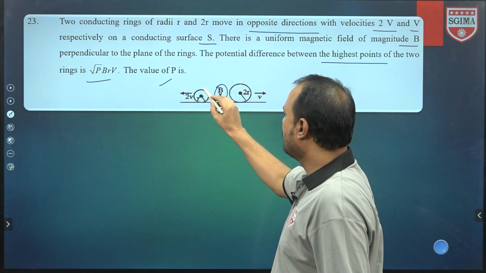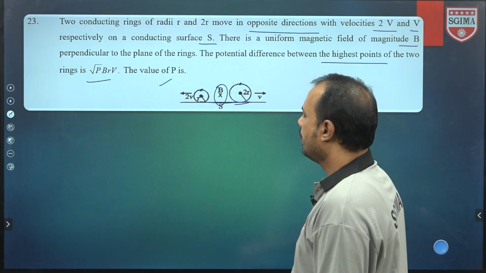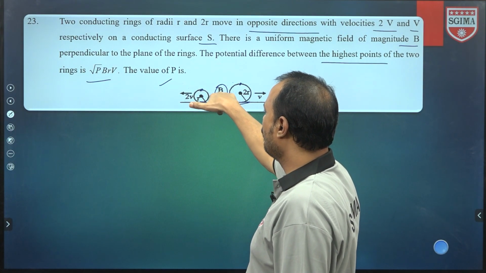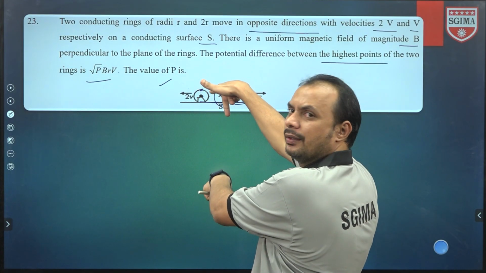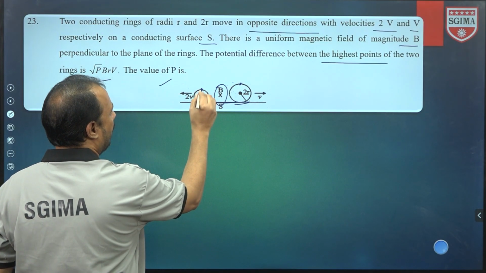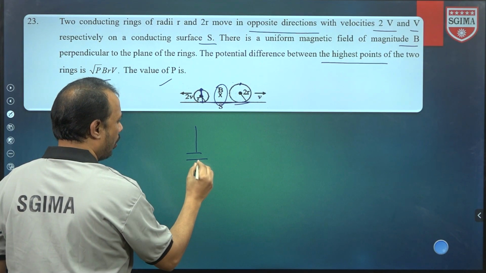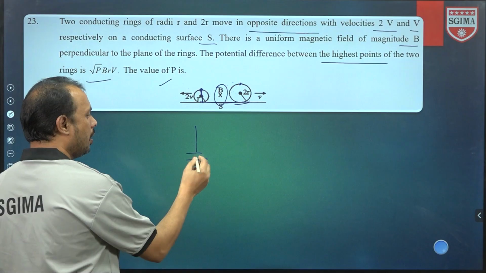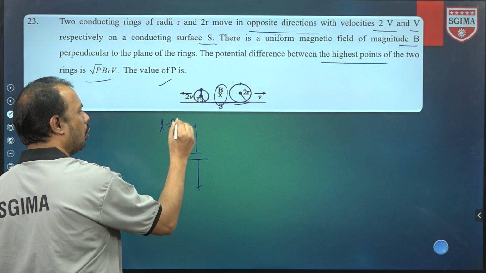Okay. Highest point is on the conducting surface. Highest point. Same right hand rule we are applying. Magnetic field into the plane. Smaller ring moving left side direction. So current should be downward. Downward is a high potential tip. So if we combine topmost point to ground, downward, high potential down. So it is total length r plus r, which is 2r.